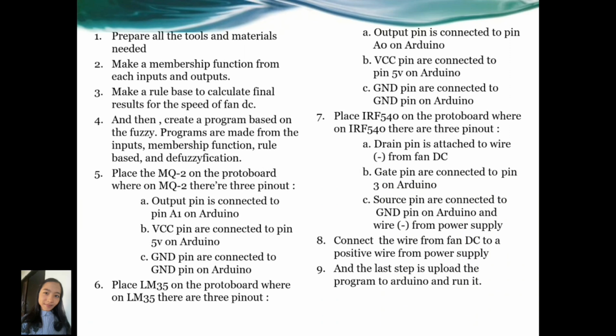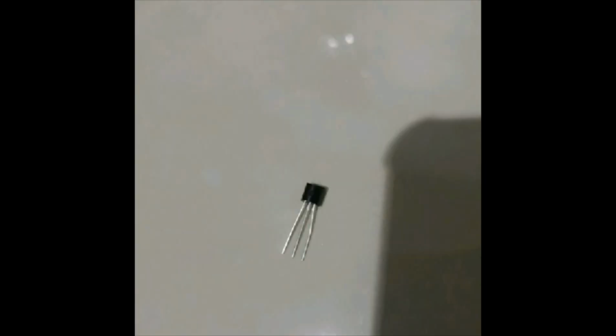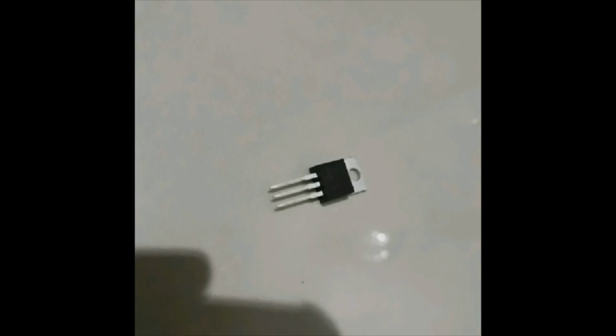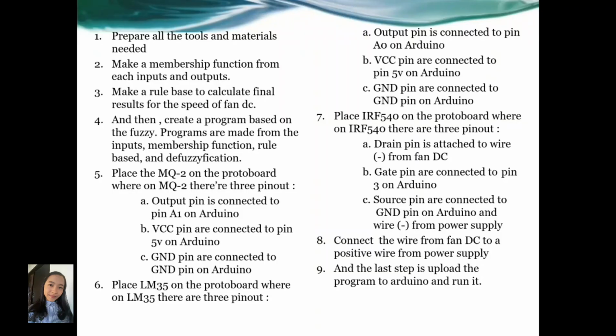Now I want to tell you how to make the project from the software to the hardware. First, prepare all the tools and materials needed. Second, make a membership function for each input and output. Third, make a rule base to calculate the final result for the speed of the DC fan. Fourth, create a program based on the fuzzy logic. The program is made from the inputs, membership function, rule base, and the defuzzification.